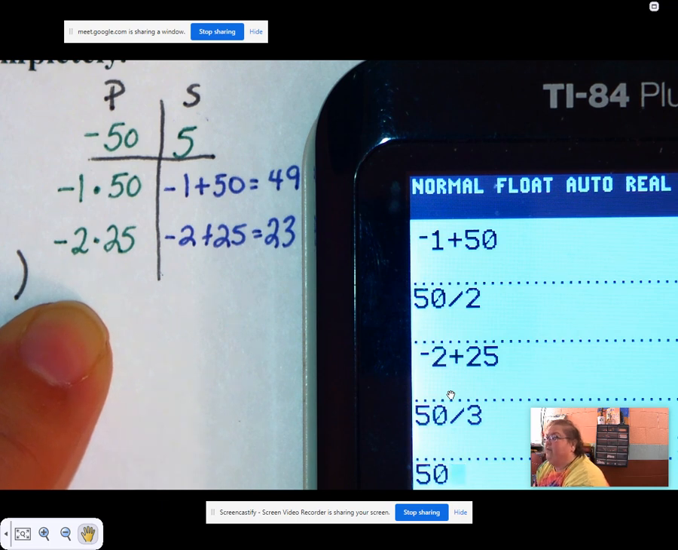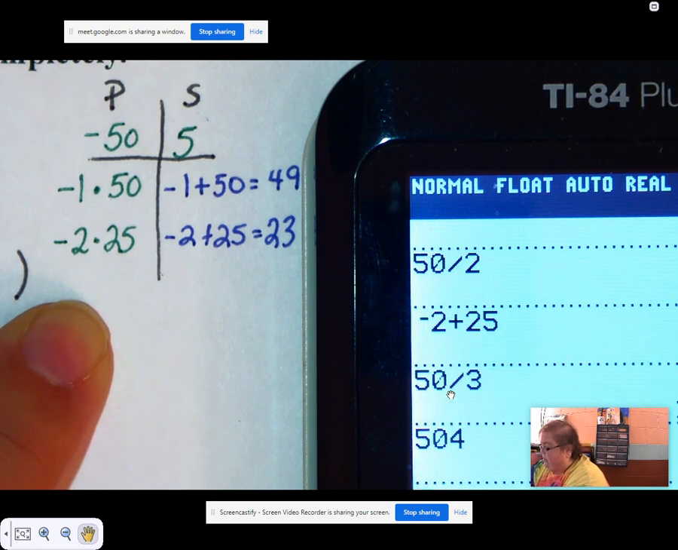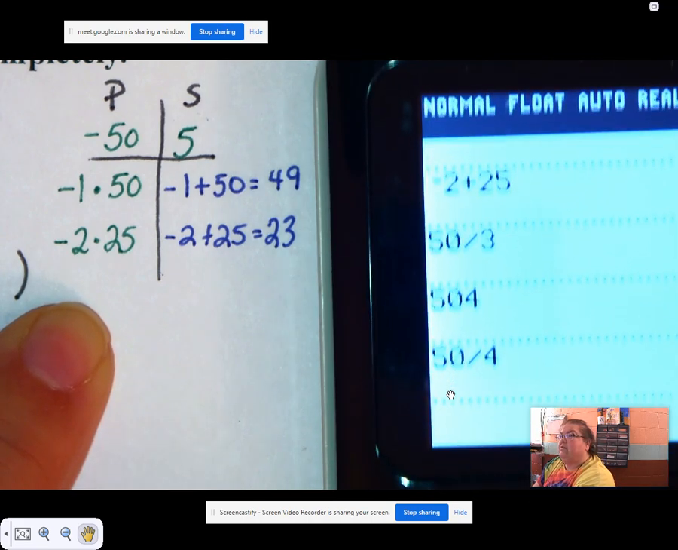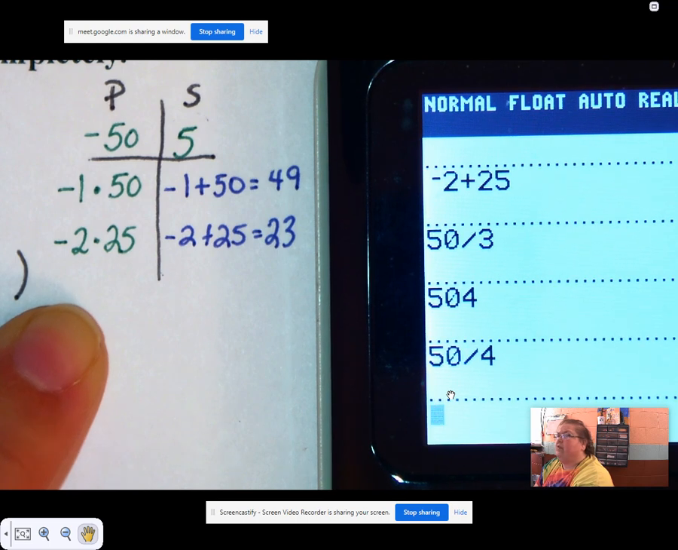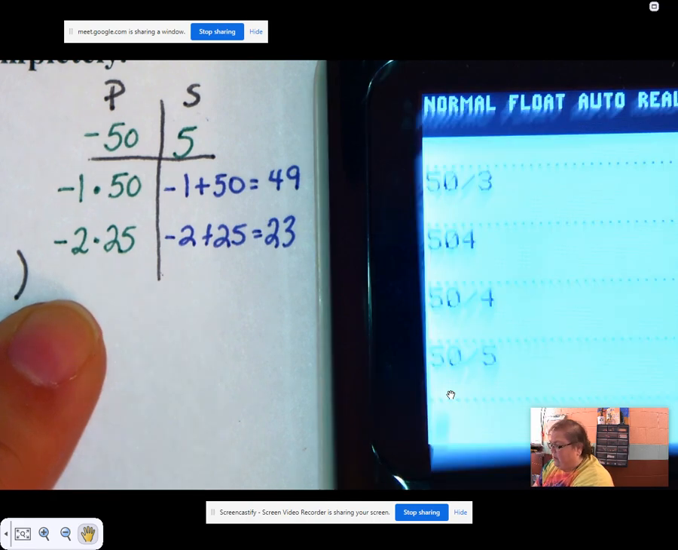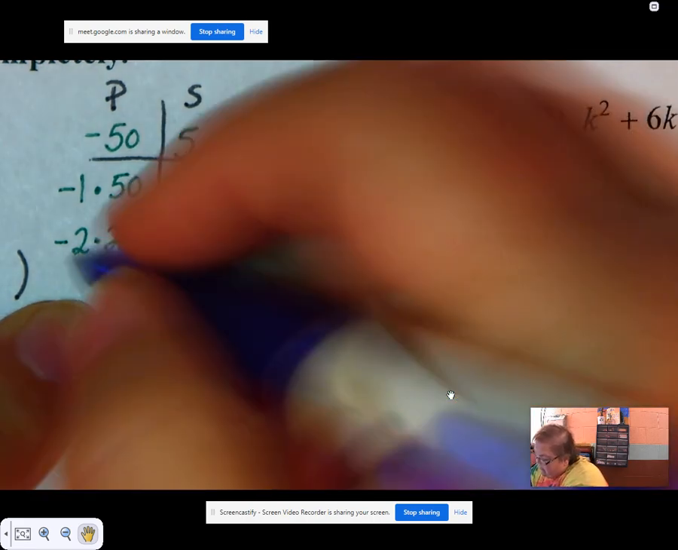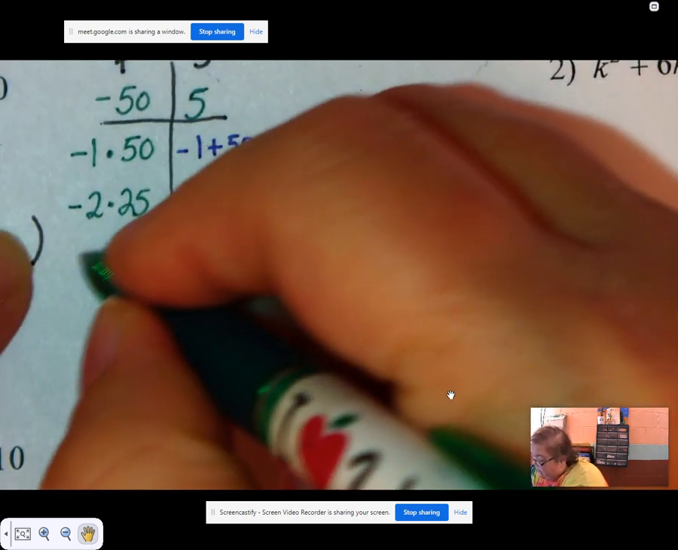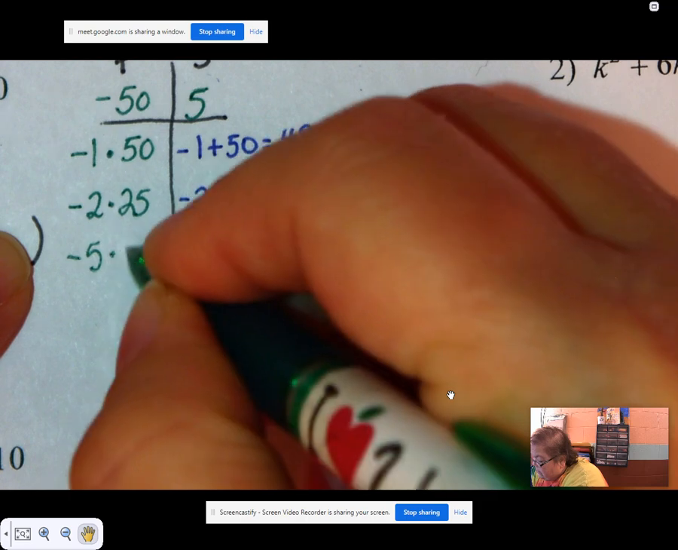Okay, so 50 divided by 4, is that one a whole number? Well, I'll put the division sign in there, it might help. Is that one going to work? Is that a whole number? No, the answer is not a whole number. So let's go to the next one, 50 divided by 5. Does that work? Yep, got a whole number. And what is it? So 10. So I've got negative 5, it worked, times 10.